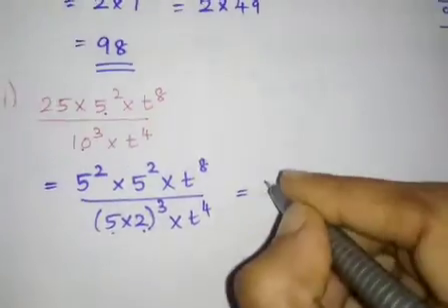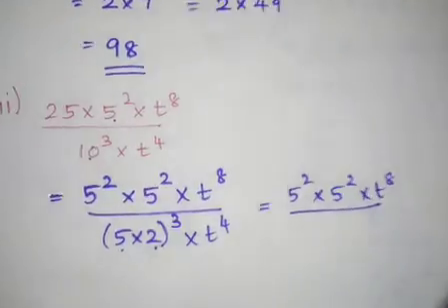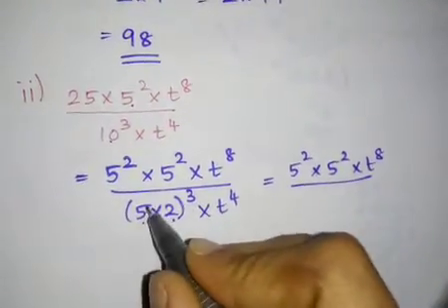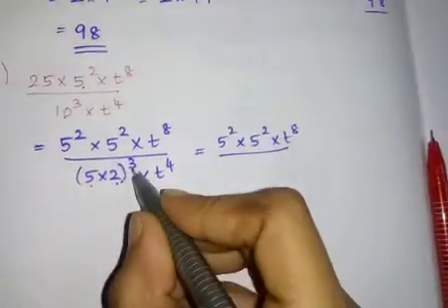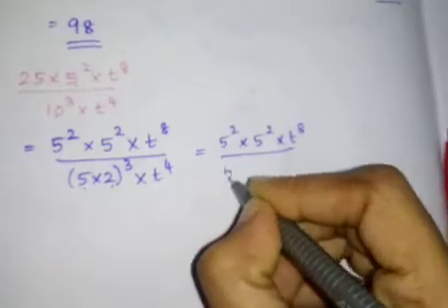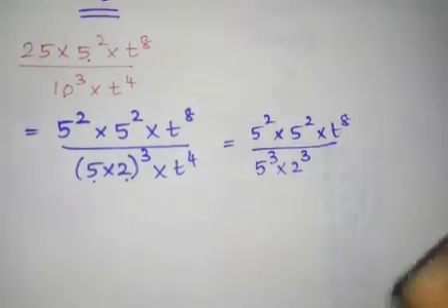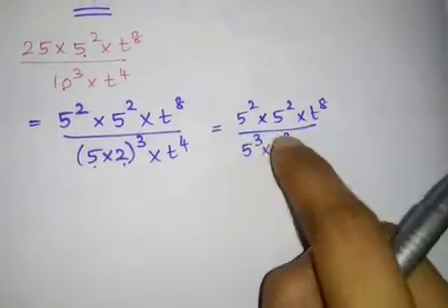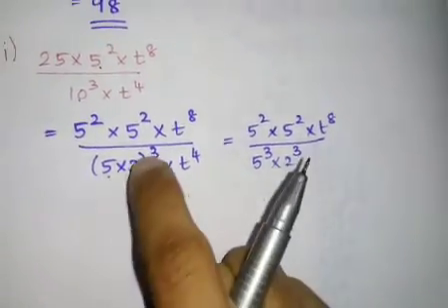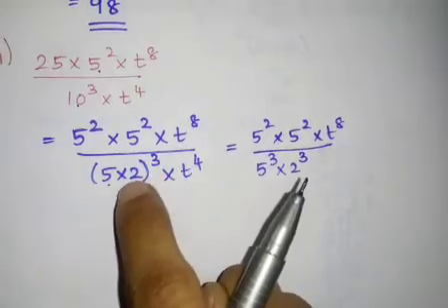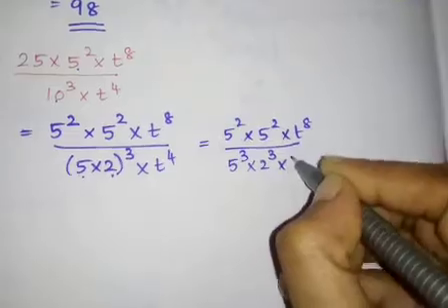Yes? 5 square into 5 square into t power 8 divided by... See, this 3 is common for 5 and 2, so 5 cube into 2 cube. Yes, it can be written like this, because we have the same powers, so you can multiply your bases. This 3 is common for 5 and for 2. So 5 cube into 2 cube into t power 4.